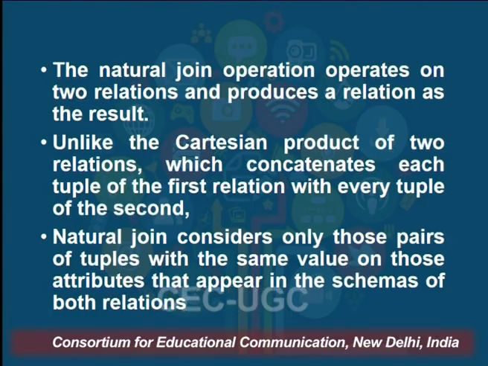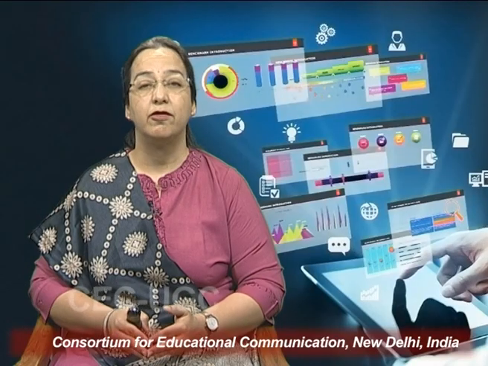So natural join is basically an operation that operates on, as I have told you, two relations and produces one relation as the result. This can be two or more than two relations. We will be taking examples of more than two relations as well. Now, as I have told you, one way of combining two relations and extracting information is Cartesian product, and another one which we are presently studying is join.